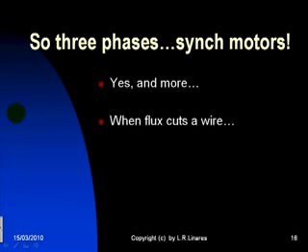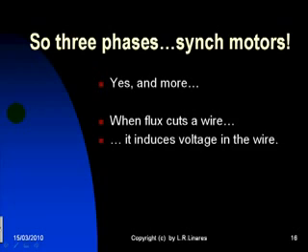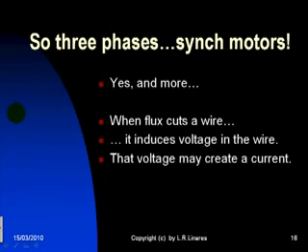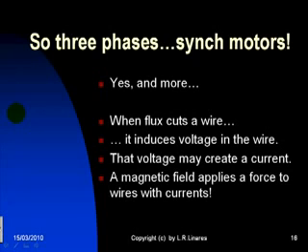When we have a flux that is cutting a wire, a voltage is induced in that wire according to Faraday's law. We remember that. And if there is a current path, that voltage will create a current. And once there is a current, the magnetic field will apply forces to that wire. And with forces, we have torques, and with torques, we have a motor. Let's see how we exploit this.